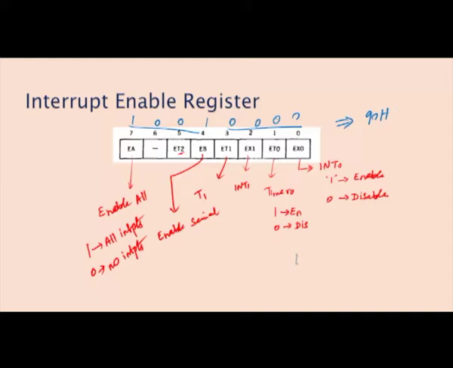So, how we are activating means MOV IE, 90H. IE, 90H. What does it represent? Now the serial port is activated.